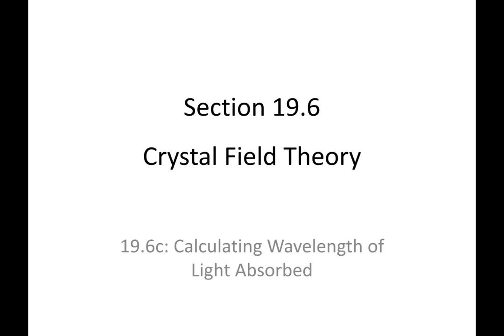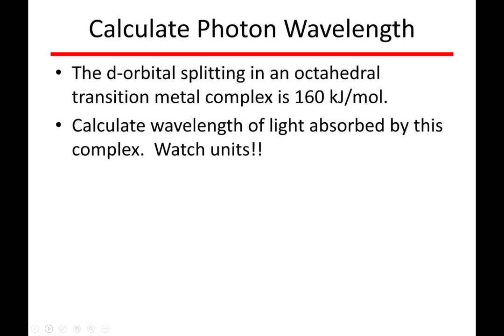Now let's talk about how you can calculate the wavelength of light that gets absorbed by a complex. We're told that the d orbital splitting in an octahedral transition metal complex is 160 kilojoules per mole, and we're asked to find the wavelength of light absorbed. The reason why I'm going through this example is because it's so important to really watch out for the units here. This is an area where students commonly make mistakes, which is why I wanted to do this as an example here.